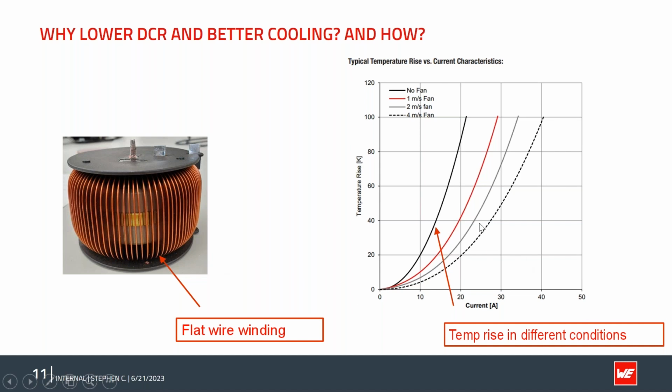And on the data sheets, as you can see on the right-hand side, I captured one example, which shows the temperature rise in different conditions with a fan cooling of 1 meter per second, 2 meter per second, and 4 meter per second. So you can see with the fan cooling, the rated current can change drastically. We show this because we would like to show our customers the actual performance of the inductor under the fan cooling condition. And we also believe that for such high power applications, fan cooling is usually available.